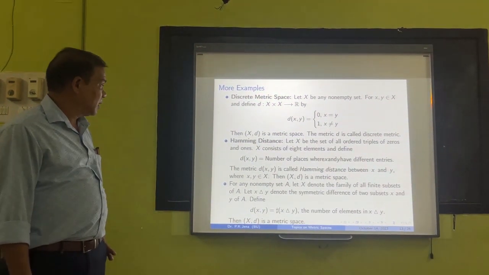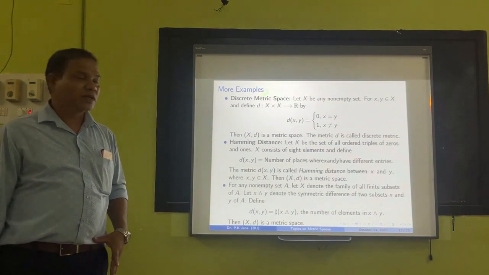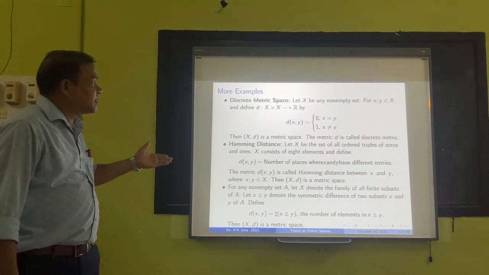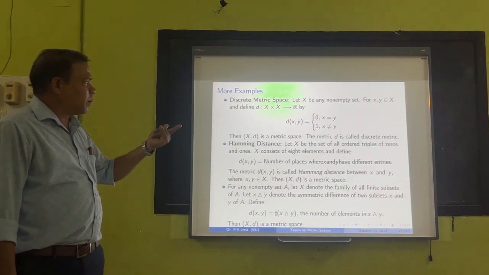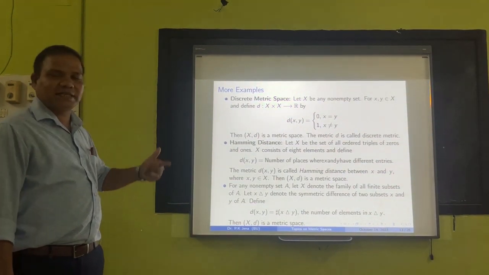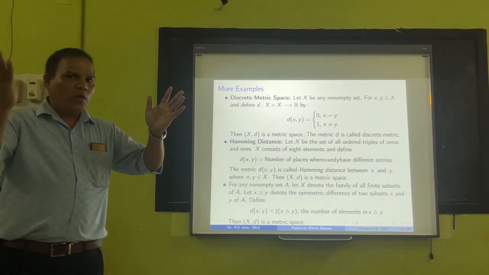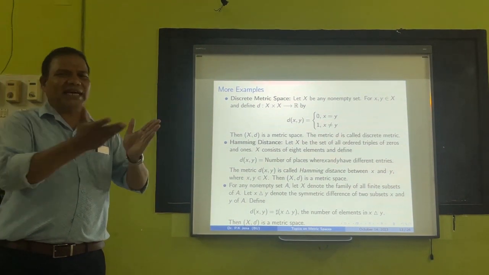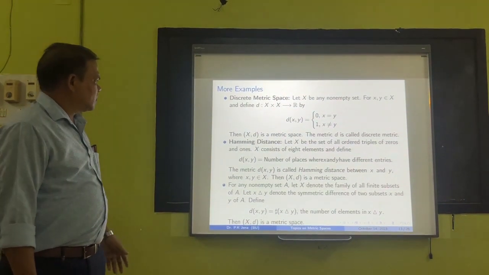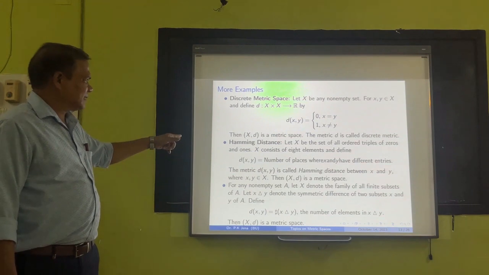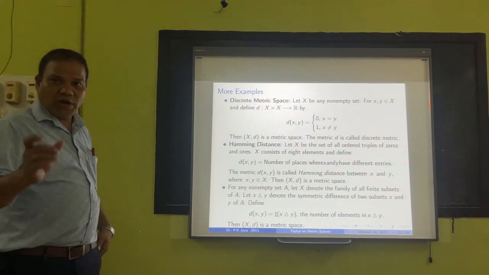Coming to another type of distance, since we are considering distance functions, here we discuss the Hamming distance. Let X be the set of all ordered tuples of zeros and ones. We are considering elements of ordered tuples whose entries are zeros and ones. Here X consists of 8 elements, the ordered tuples.